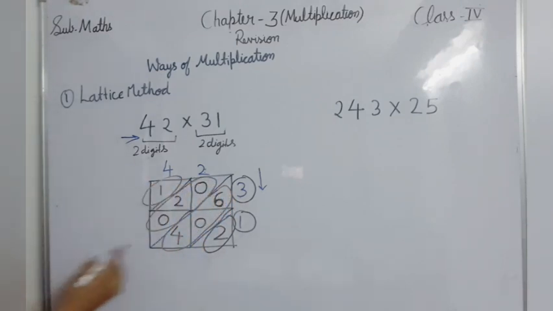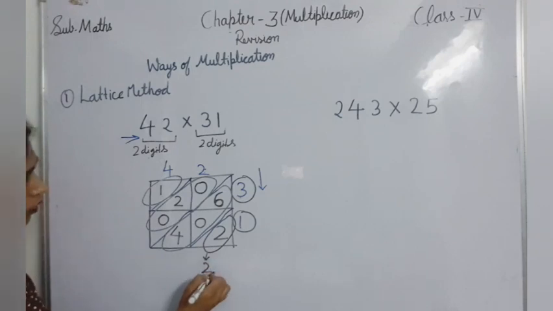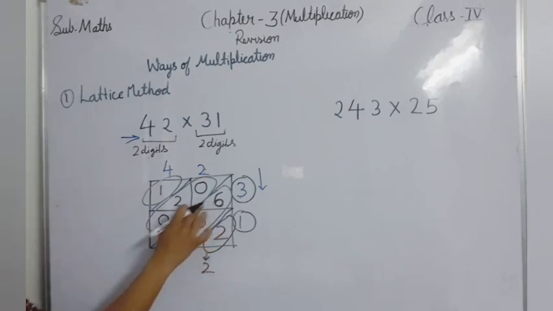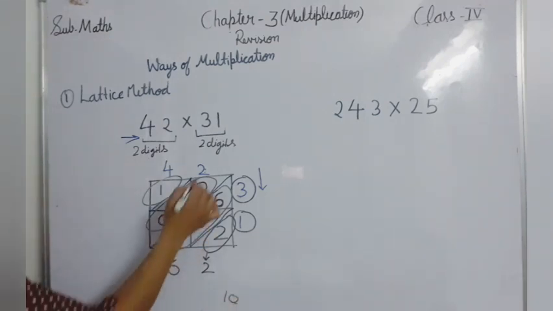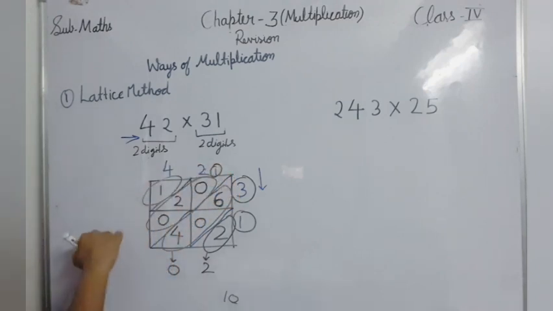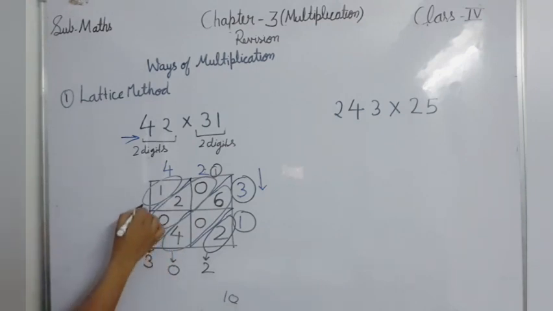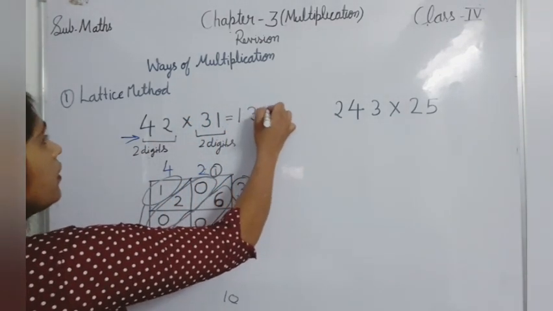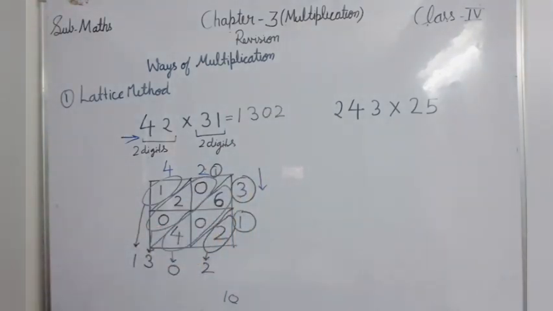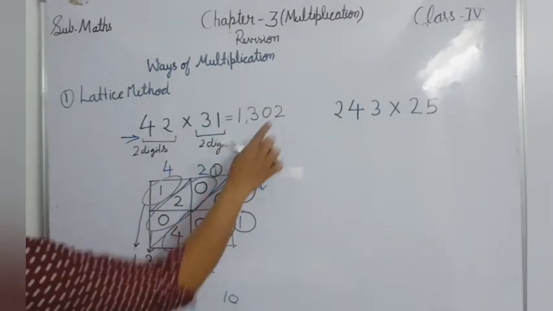So now let's start adding. 2, then 4, 0, 6. 4 and 6 make 10. So 0 will come here and 1 will be carried forward here. Now 2, 0, 0 makes 2 only. 2 and 1 make 3. And here we have the 1. So what is the answer here? 1302. Clear? This is our answer, 1302.